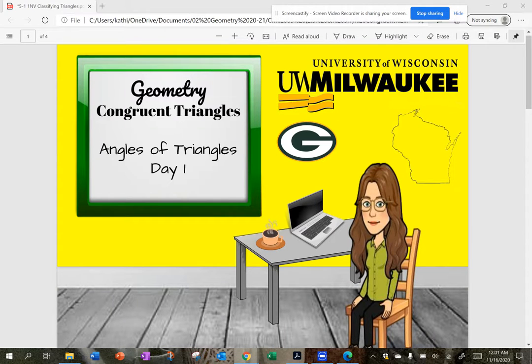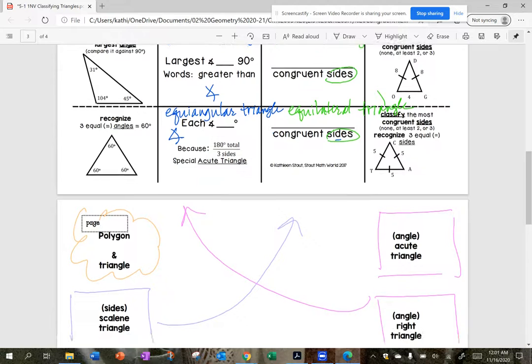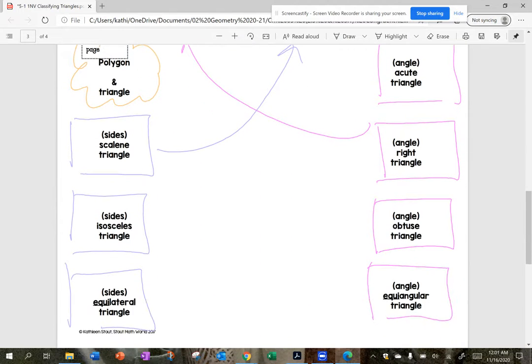Today's lesson is angles of triangles. This is going to be day 1. We're going to be classifying triangles. So we are going to talk about how to name a polygon, the parts of a triangle, that I can classify triangles by angles, and I can classify triangles by sides.